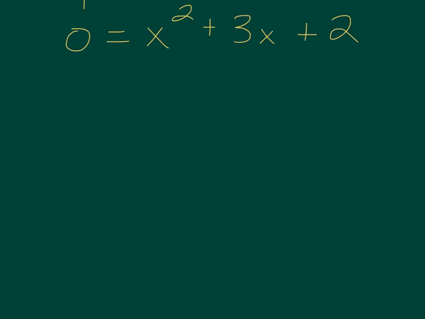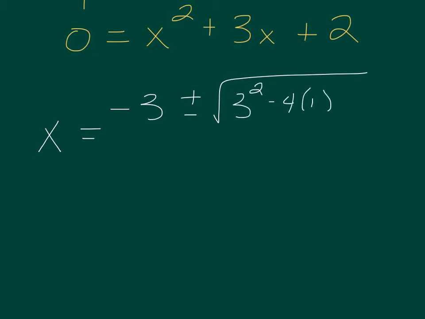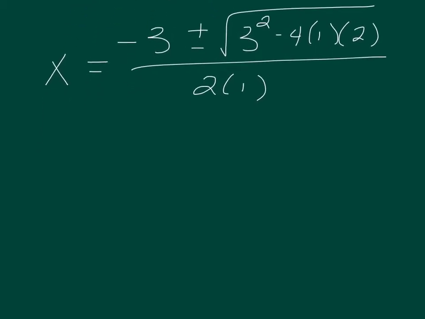This one would be factorable, but just to show you, the quadratic formula is going to work on it just fine. So I'd have negative 3 plus or minus the square root of 3 squared minus 4 times 1 times 2, all divided by 2 times 1. Alright, just make sure you're doing a, b, c and following the standard form.